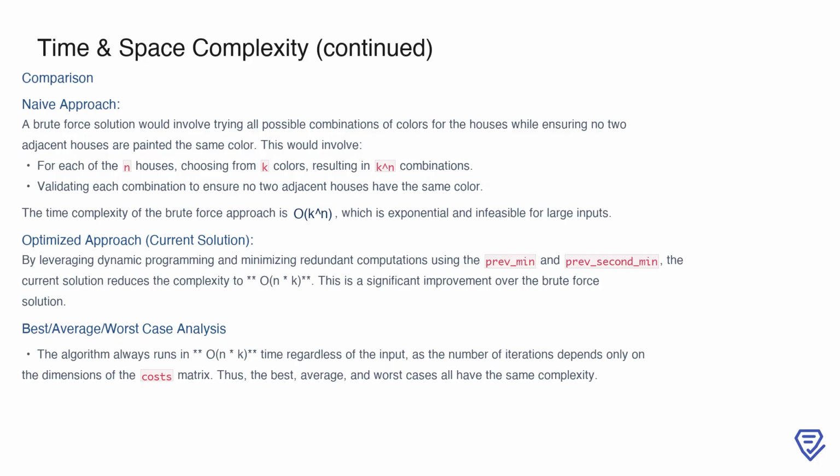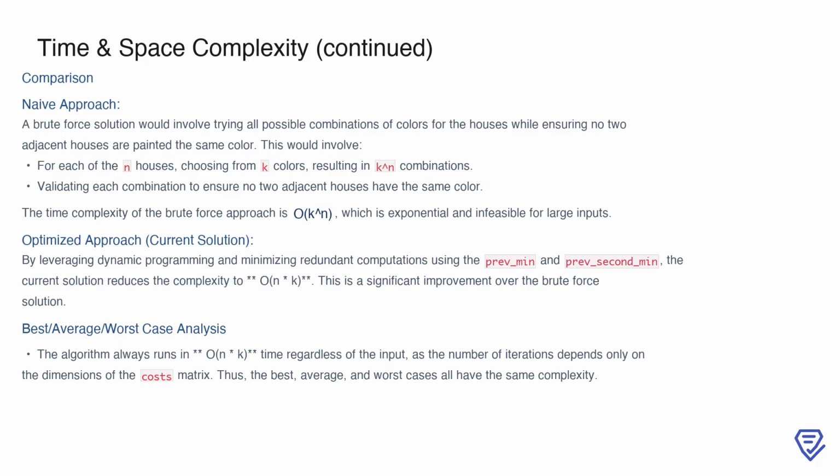When we compare this optimized solution to a naive approach, the difference in efficiency becomes clear. A brute force solution would involve trying all possible combinations of colors for the n houses while ensuring no two adjacent houses are painted the same color. For each house, there are k color choices, resulting in k^n total combinations. Additionally, we would need to validate each combination to ensure it satisfies the adjacency condition. This results in a time complexity of k to the power of n, which grows exponentially and becomes computationally infeasible for large inputs.